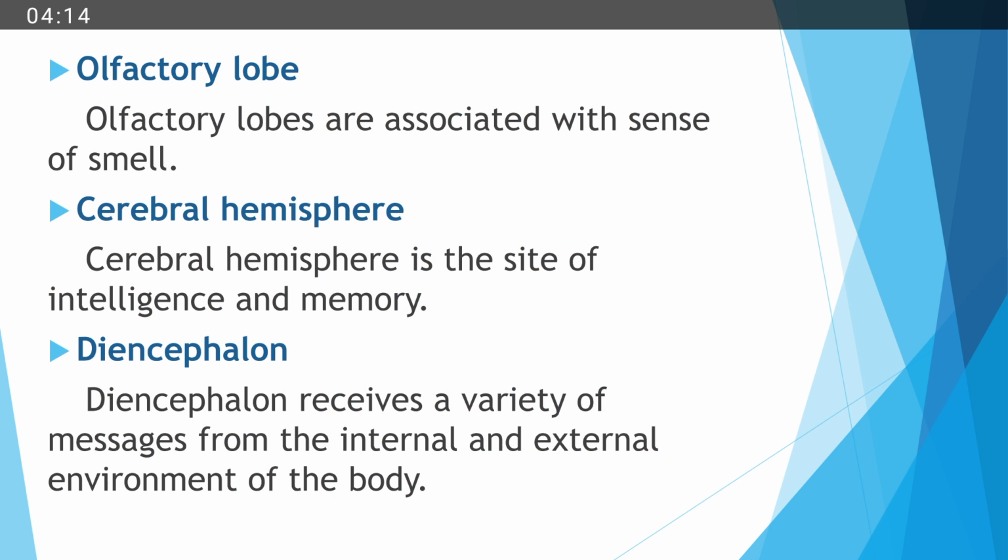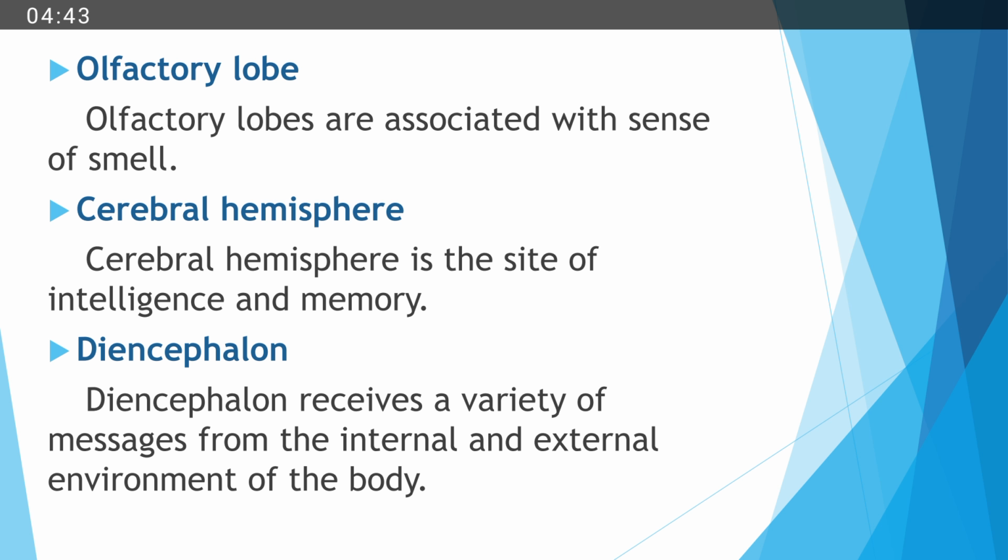The first part of the brain is the olfactory lobe, which is associated with the sense of smell. So all of the sensory messages which are taken in the form of smell are taken to this part of the brain, the olfactory lobe. The next part is the cerebral hemisphere, which is the site of intelligence and memory. So all of the intelligence and memory related decisions or memory is stored in the cerebral hemisphere.